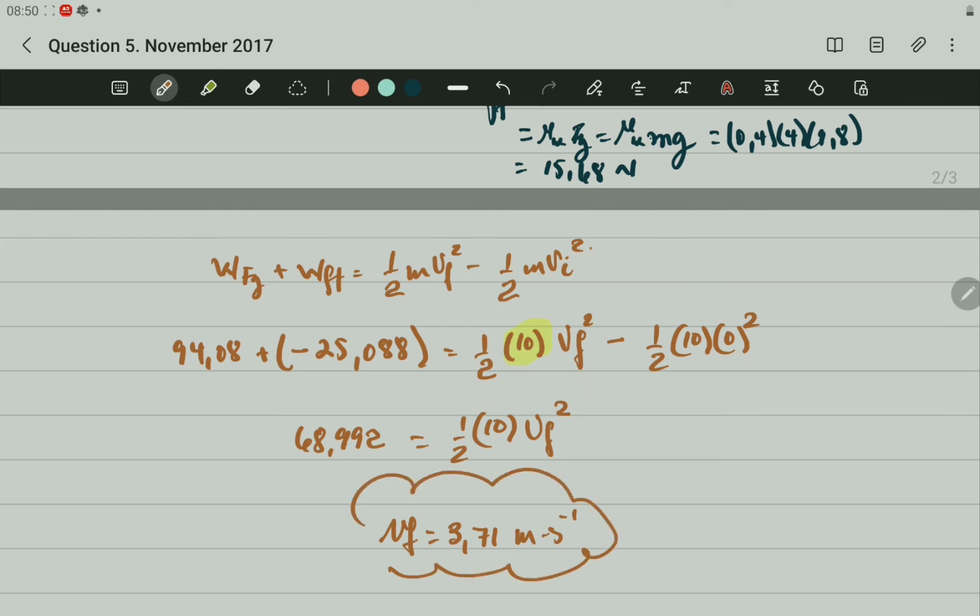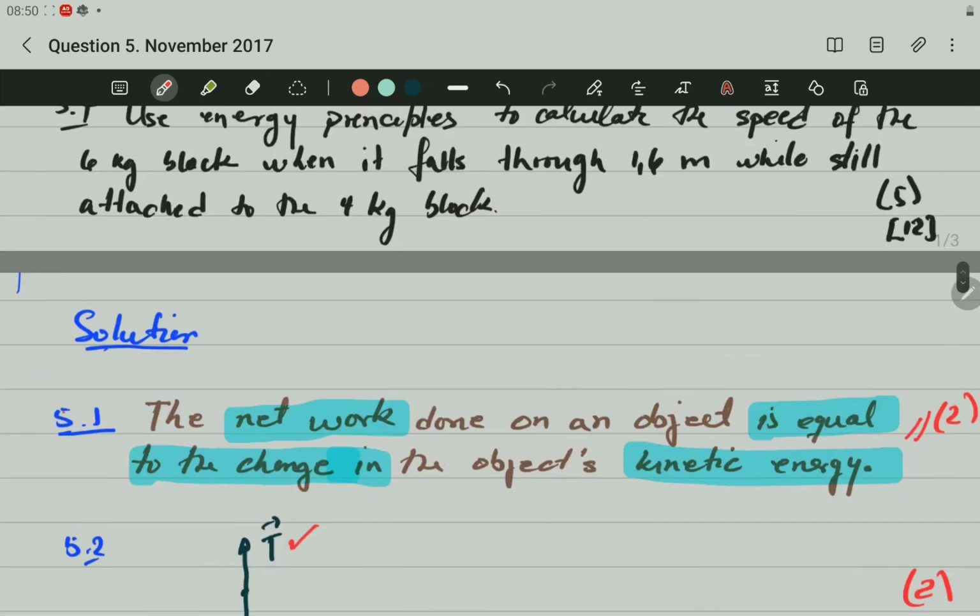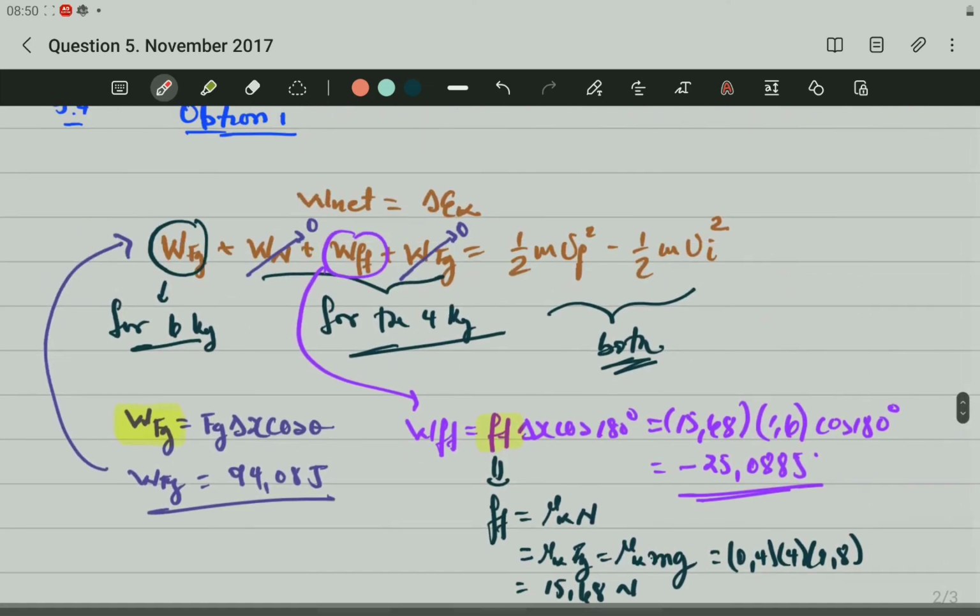Now, this question has a lot of marks, and the total is going to be 5 marks. The marks allocation is one for the work energy theorem, which is that one there, and one for the calculation of the work done by the frictional force, which is this substitution here and that calculation there.